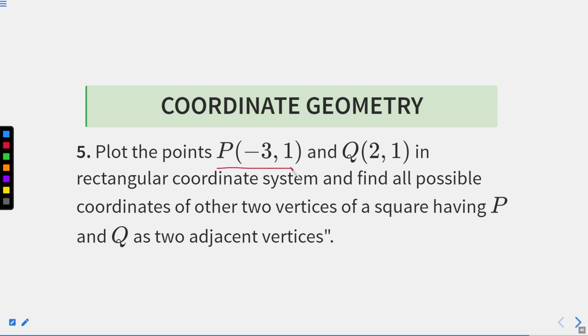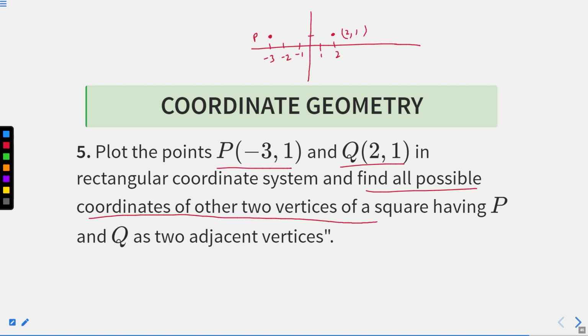Now plot the points P -3, 1 and Q 2, 1 in the rectangular coordinate system and find all possible coordinates of the other two vertices of a square having P and Q as adjacent vertices. Let me do it for you because it is quite difficult for you. So first P is -3, so -1, -2, -3, and 1. Here's our P. Now Q is 2, 1, here. So we have to find the possible coordinates of the other points, making a square having P and Q as vertices.